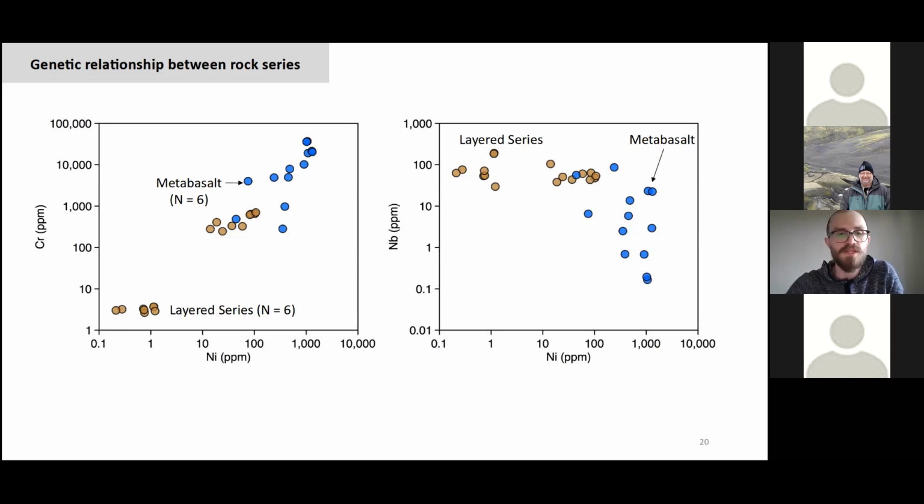And also the layered series exhibit a large range in compatible element concentration, but essentially no variation in the concentration of incompatible elements. And for the metabasalts, we can see the opposite trends.